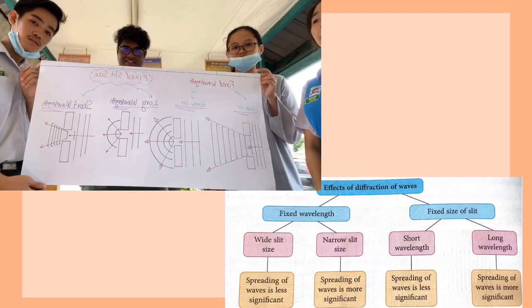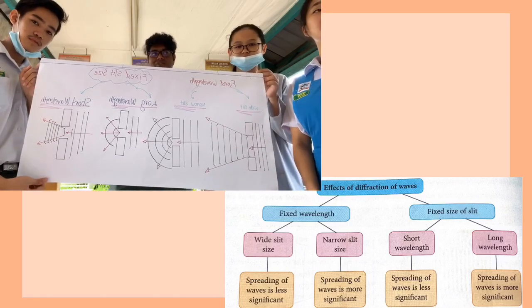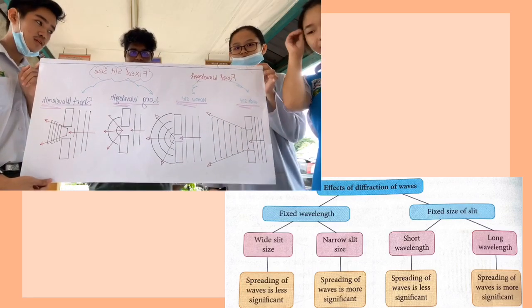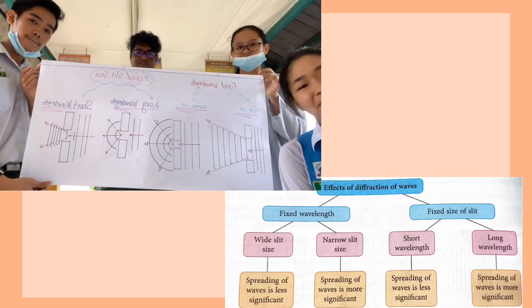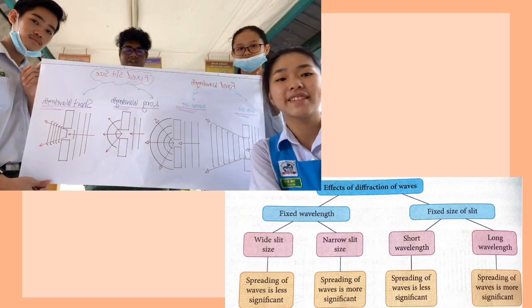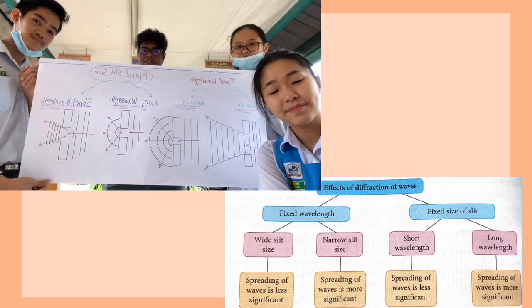Second is fixed size of slit, which can be divided into two: short wavelength and long wavelength. For short wavelength, the spreading of wave is less significant. For long wavelength, the spreading of wave is more significant.